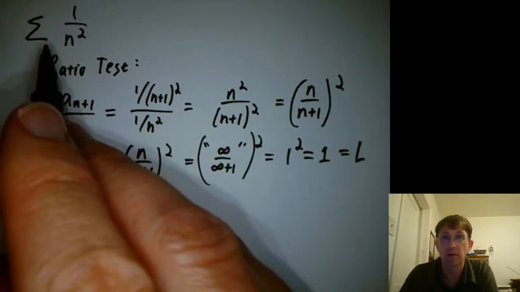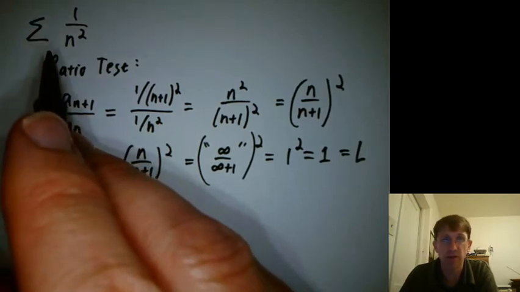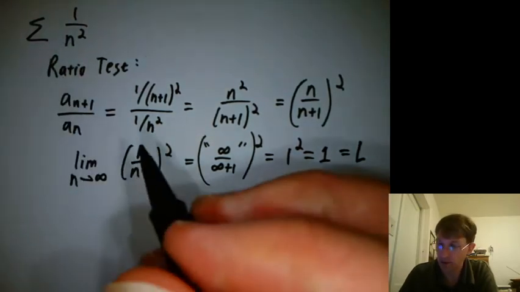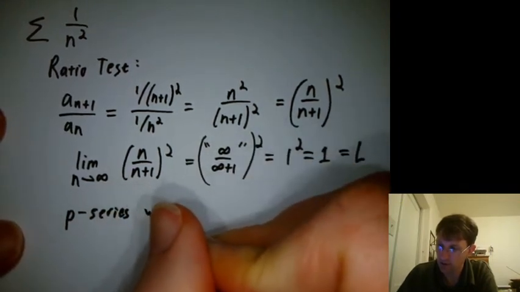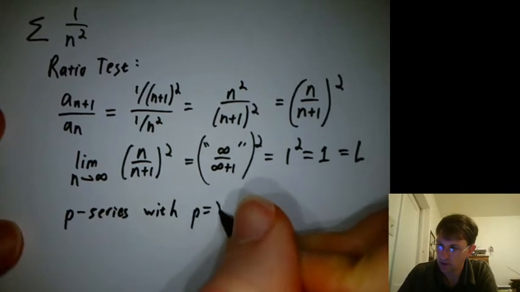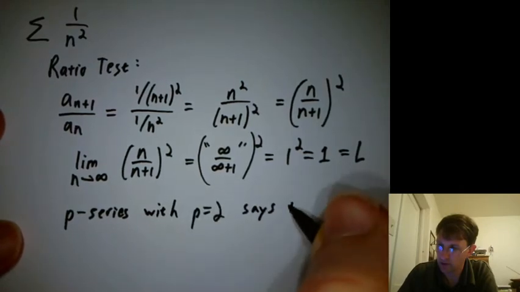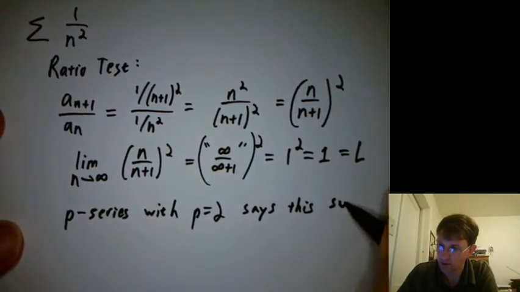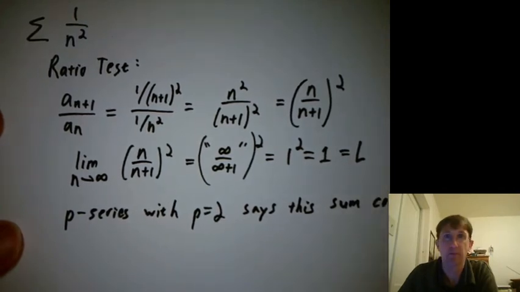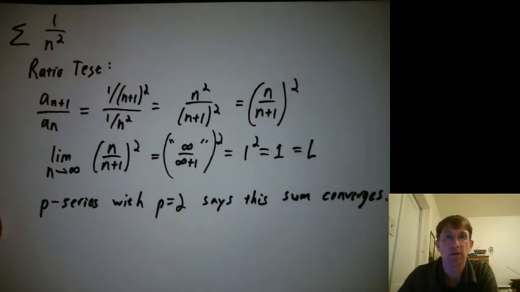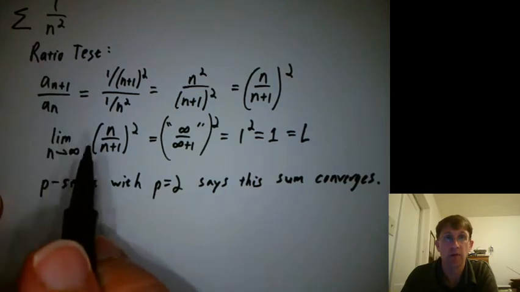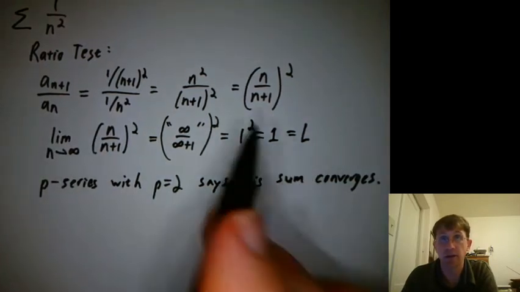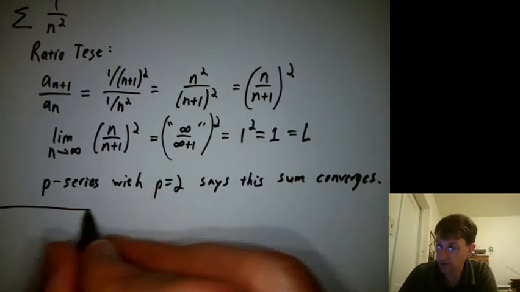Does this sum converge? The ratio test, we're not sure yet, but we can apply a p-series test, right? So p-series with p equals 2 says this sum converges. Right, so we didn't have to do the ratio test to know whether the sum converges or not, but we're doing the ratio test to see what it does on a sequence like this, or a series like this.